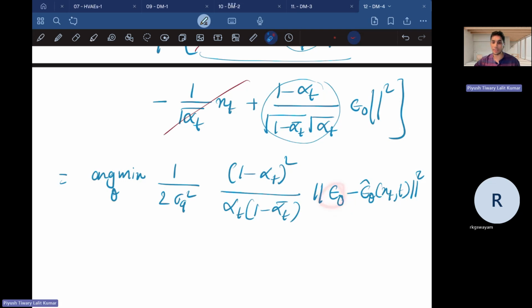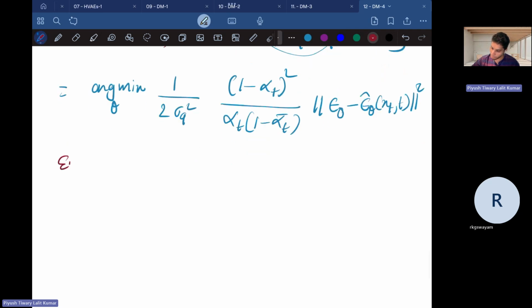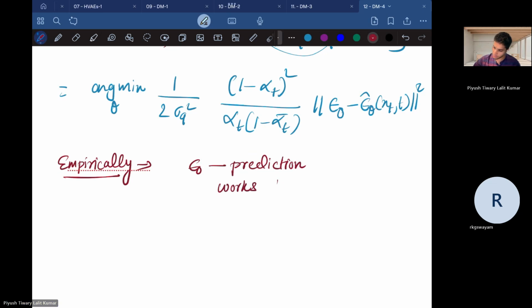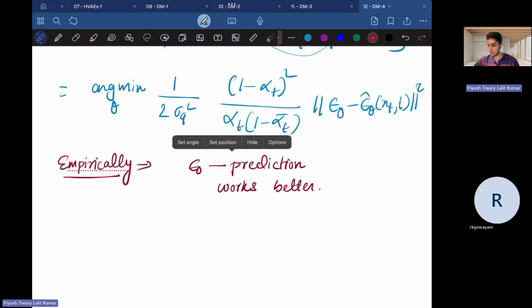So both of these things are similar. That is the point. If you predict x naught or you predict epsilon naught, both of these things are equivalent. There is one note here that empirically, epsilon naught prediction works better. This is an empirical observation. Usually, you will see that in most of the implementations this is what is done. So you predict epsilon instead of x naught.